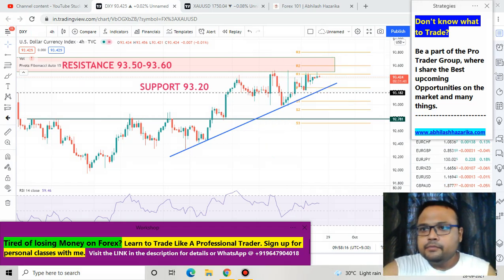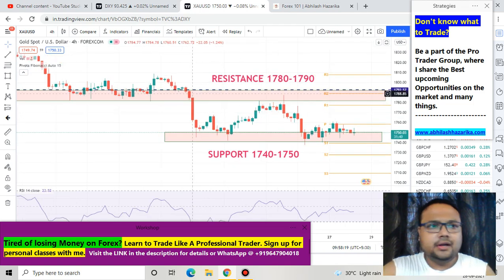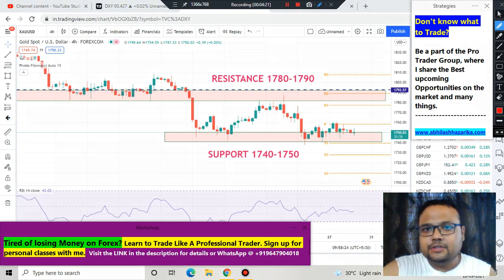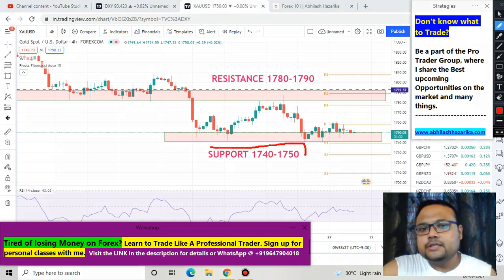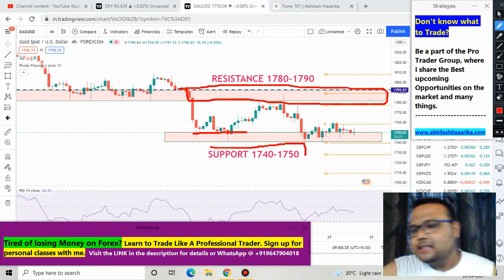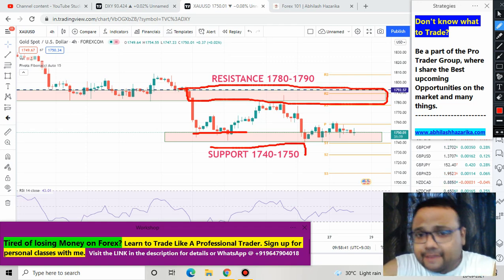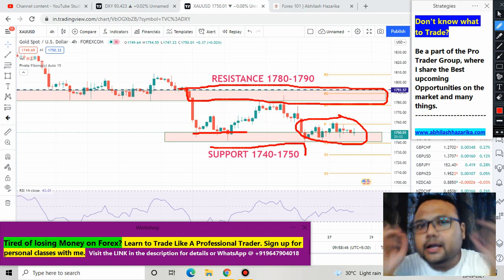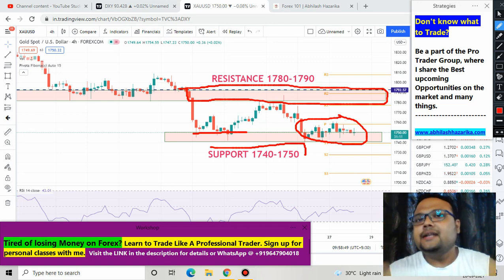On the other hand, if you jump to the chart of gold USD, we can see that things have not changed much here. 1740 to 50 is still acting as a strong support for the market, and 1780 to 1790 is still acting as a strong resistance. The market has been lying flat at the support for the last couple of hours. Whenever we see a scenario like this, it clearly signifies that right now the buyers do not have the strength to take the price upward.